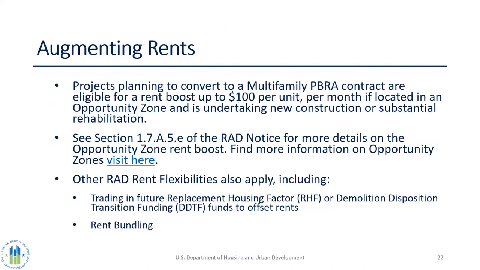Next slide. Augmenting rents. So while the HAP reserve rent augmentation is only available for PBV conversions, the Faircloth-to-RAD projects that are converting to PBRA can take advantage of the RAD Opportunity Zone rent boost that is up to $100 per unit per month. So this is an existing rent flexibility in Section 1.7 of the RAD notice. You can also visit Opportunity Zones for HUD at HUD.gov.